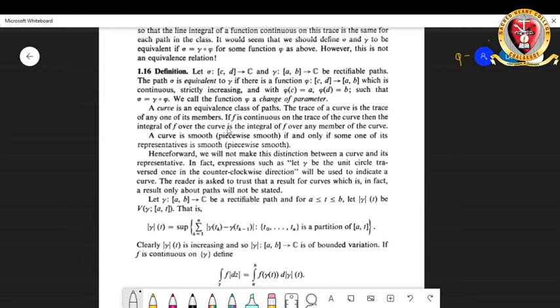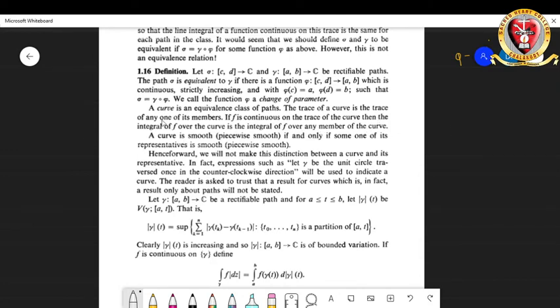We said how we define trace. Trace of a curve is nothing but the set of all points that are coming on the curve. So if we have a curve, it will have a trace, and that trace will be the trace of any of the members, that means any of the paths. If f is continuous on the trace of the curve, then the integral of f over the curve is the integral of f over any member of the curve.